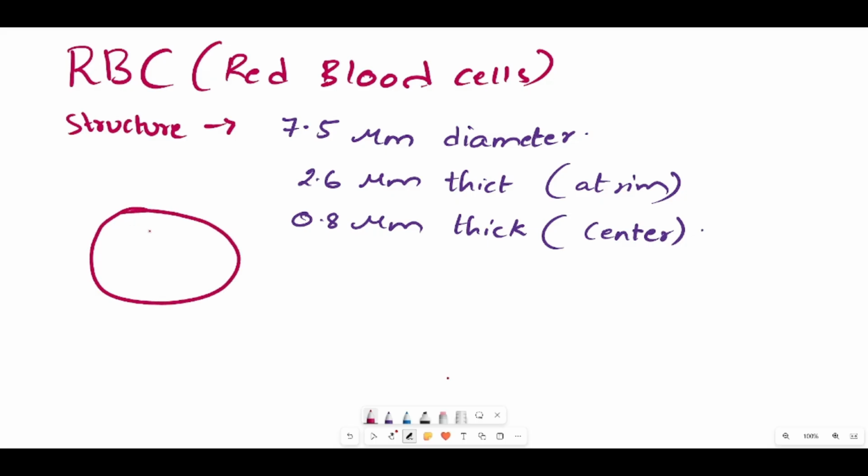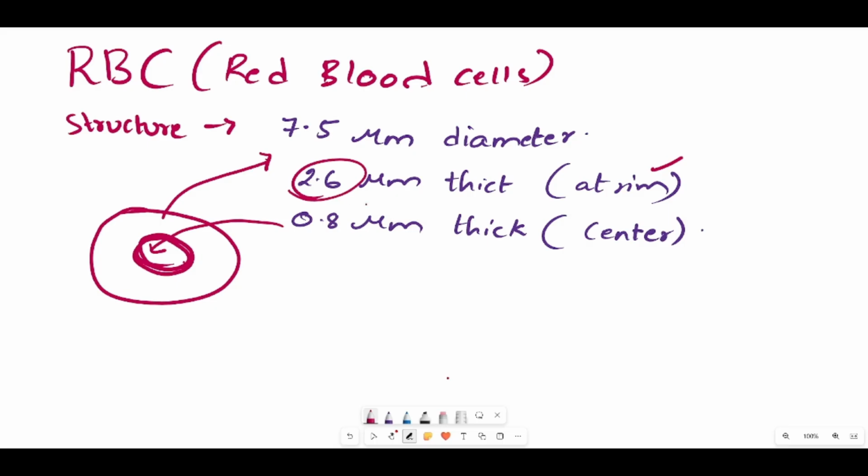Consider this as an RBC. Okay, so this is completely 7.5 μm in diameter, and at the rim position it is 2.6 μm thick, and at the center position it is 0.8 μm thick. So this is about its diameter and size.